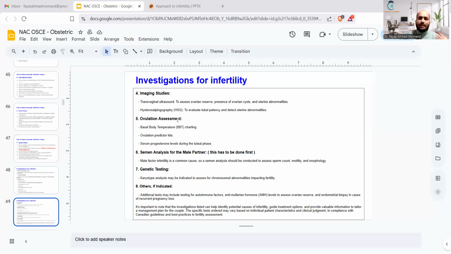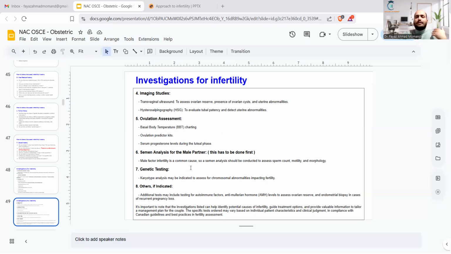Now, another thing that we would need to do is to assess if they are getting ovulation. We have basal body temperature charting. Patients are educated on how to do their body temperature. On basis of that, we can then predict when their ovulation is expected. And there are some ovulation predictor kits. You can do progesterone levels during the luteal phase or when the ovulation has occurred.